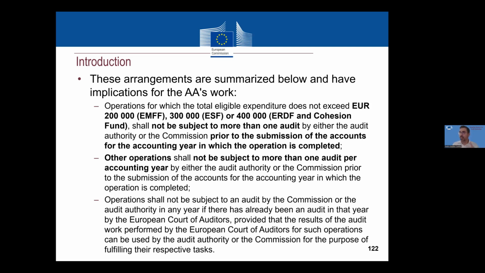Other operations, even the ones that exceed these thresholds in terms of eligible expenditure, should not be subject to more than one audit per accounting year, either by the audit authority or the Commission. And we even have a final rule that says operations that have already been audited in a certain year by the European Court of Auditors should also not be audited, which is not often the case, provided that the results of the audit of the Court of Auditors can be used by the audit authority or by the Commission for the purpose of their own tasks.